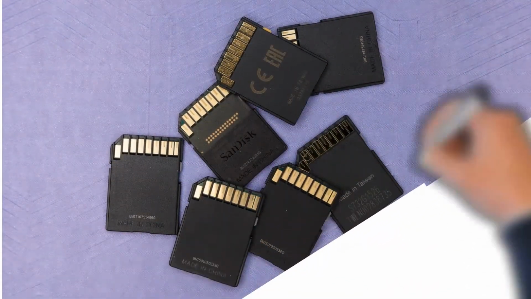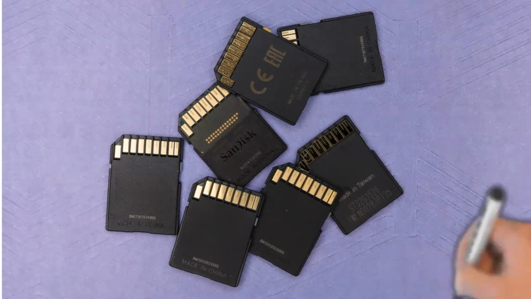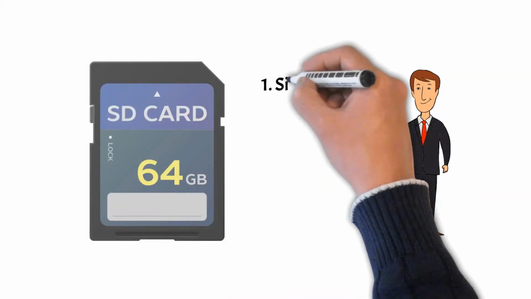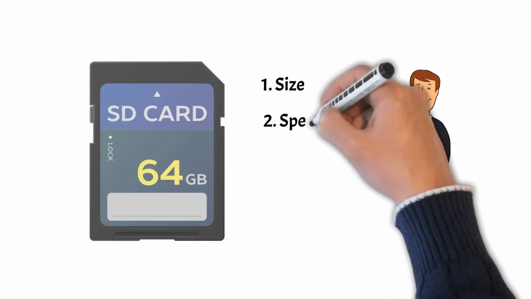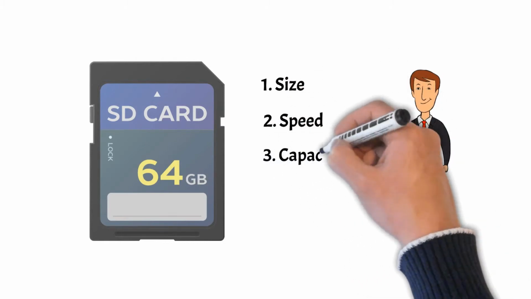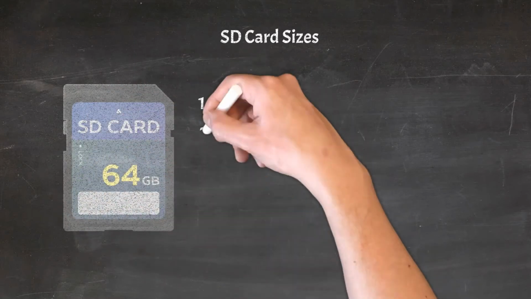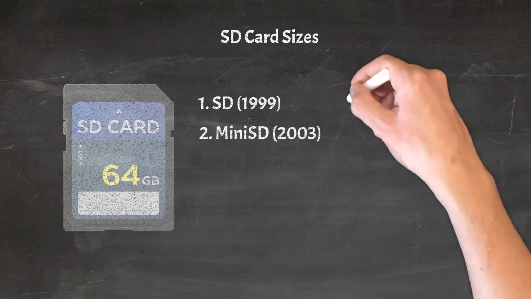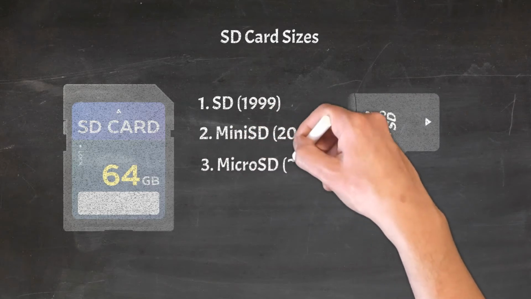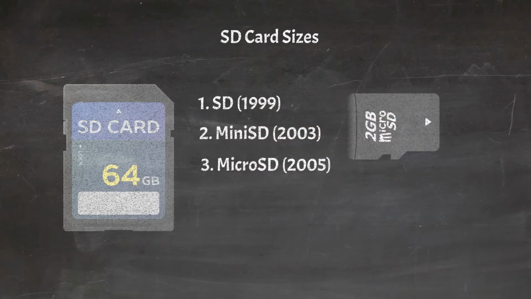Today I wanted to talk about SD cards and their specs. We will be talking about size, speed, and capacity and what to look for in an SD card. There are three different sizes of SD card. The biggest is SD, which is the original size. Then there's MiniSD and MicroSD, which are smaller sizes. SD and MicroSD are the most popular sizes.